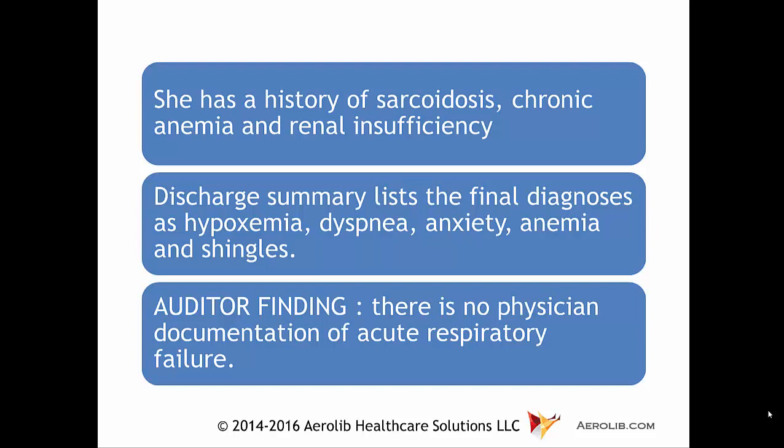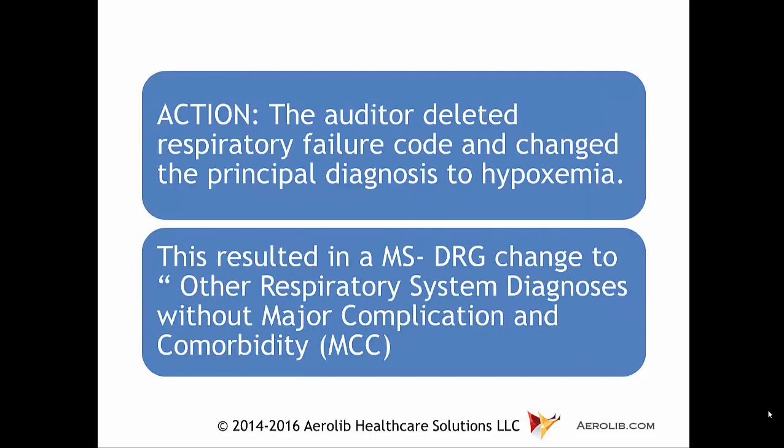The auditor finds that there is no physician documentation of acute respiratory failure. In this case, auditor deleted respiratory failure code and changed the principal diagnosis to hypoxemia. This resulted in MSDRG change to other respiratory system diagnosis without major complication and comorbidity.